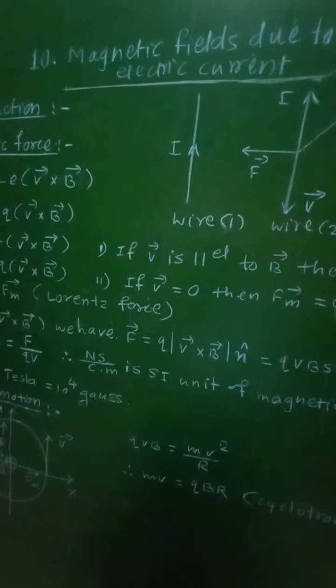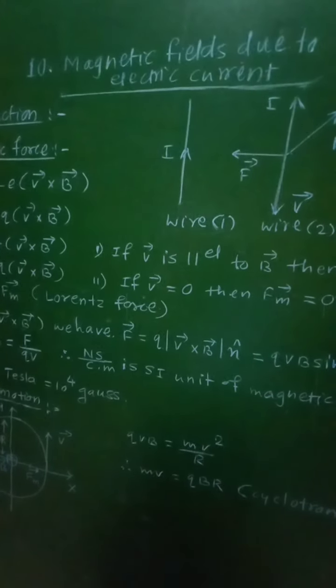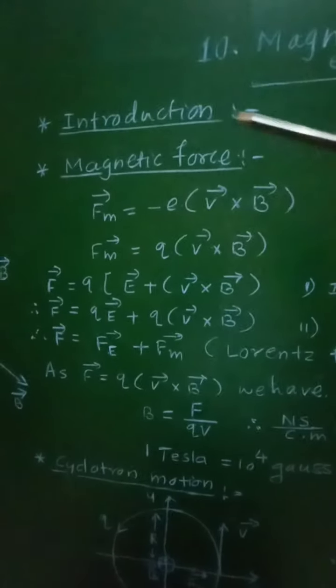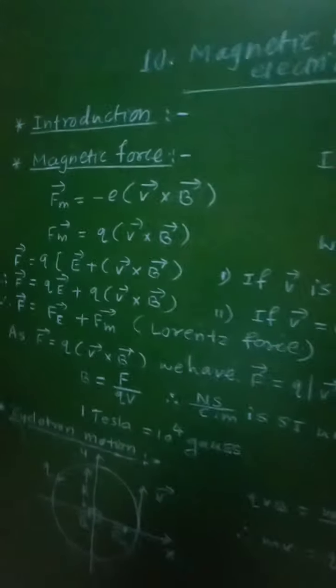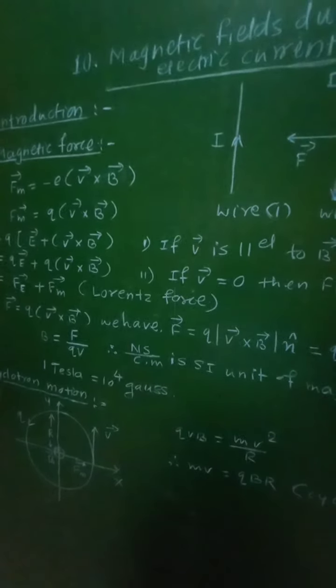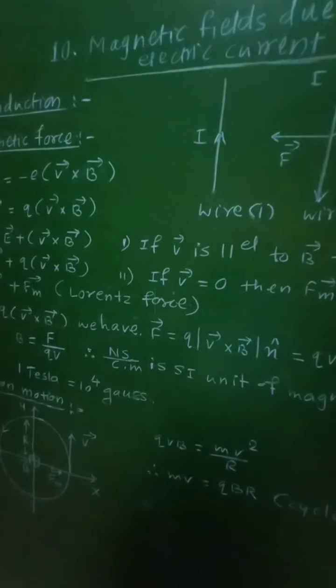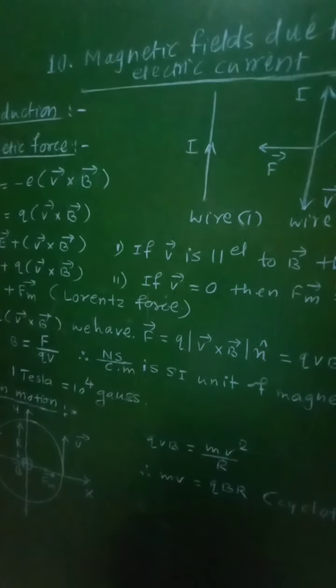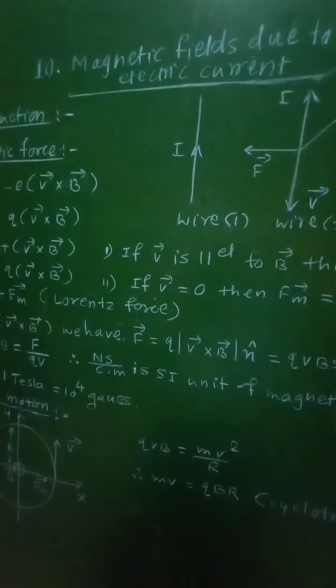Class 12th, Subject Physics, 10th chapter, Magnetic Fields due to Electric Current. Let us see the introduction of this chapter. We know that when an electric current is passed through any conductor, the magnetic field is produced around it.